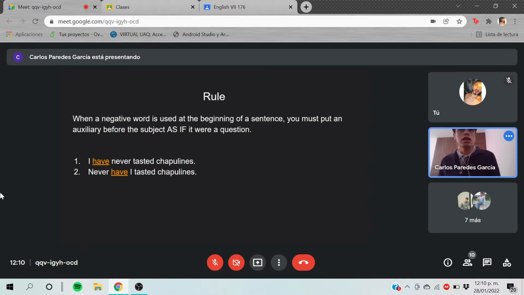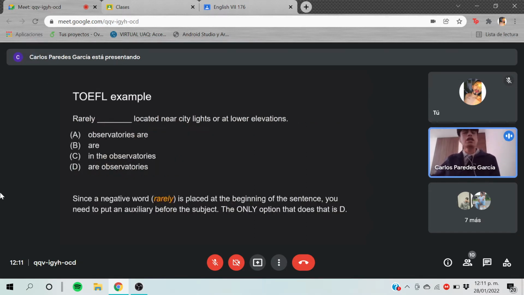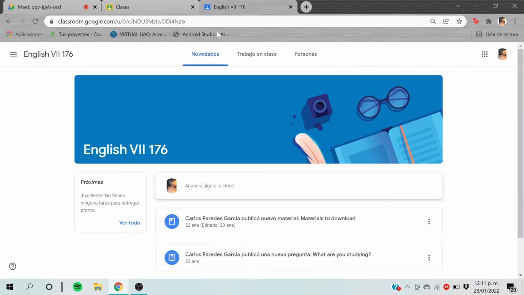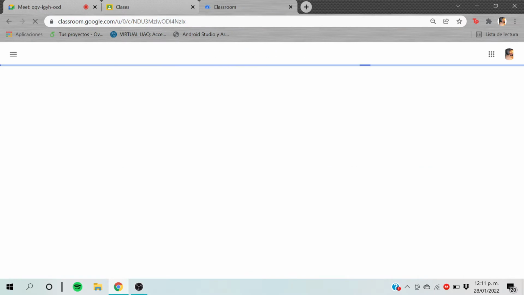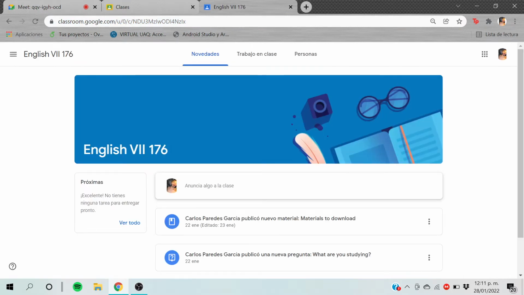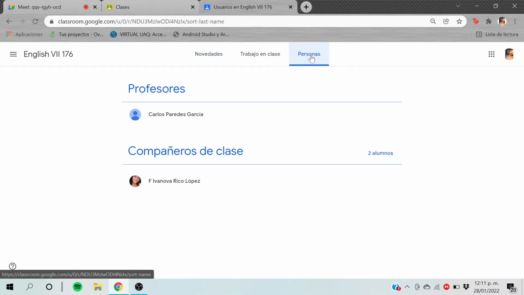This is a rule I think you didn't have any issue with, well, at least the ones who answered the test last class didn't have any issue with this part. So this rule is tested in the TOEFL test, and you can see that in this example: rarely, well, the space located near city lights or at lower elevations.